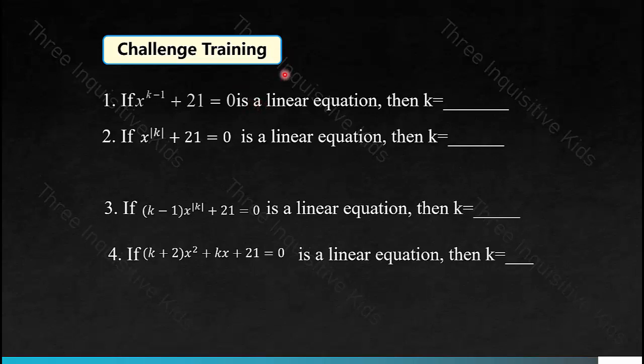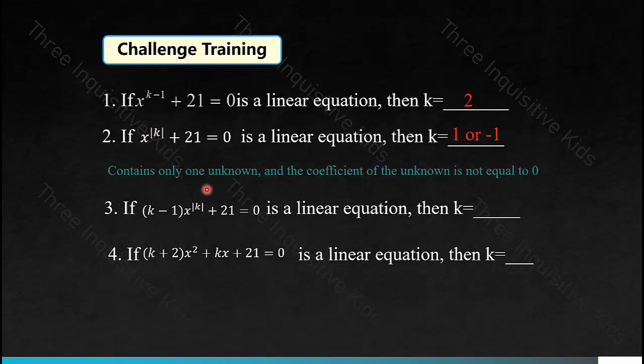Let's do some step-up training. If x to the k minus 1 power plus 21 is equal to 0 is a linear equation, then what does k equal? Well, again, same concept as last time. k is equal to 2 because 2 minus 1 is equal to 1 and x has to have an exponent of 1. If x to the absolute value of k power plus 21 is 0, then what does k equal? Well, k has to equal 1 or negative 1 because remember, x's index has to be 1. So we're basically saying the absolute value of k is 1. Therefore, k can be 1 or negative 1.